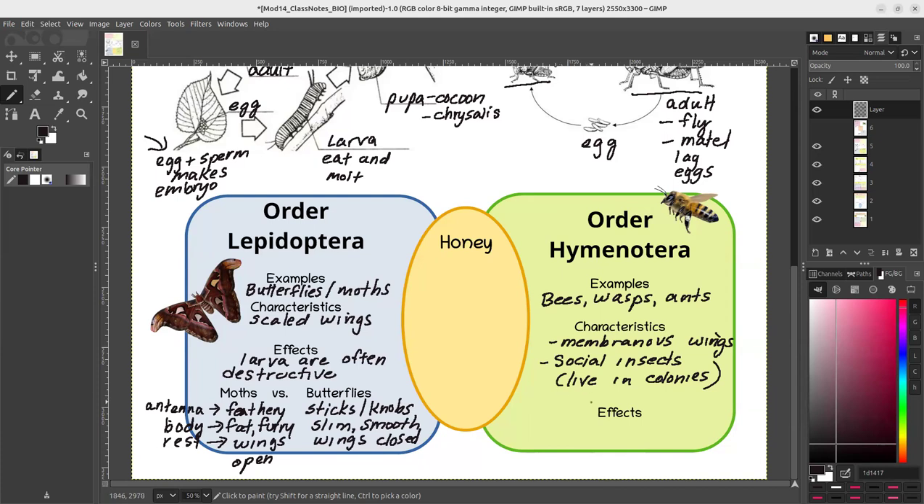Now, these are order Hymenoptera, huge pollinators, which honestly order Lepidoptera is too. But they're huge pollinators. They can cause some destruction, as in carpenter bees and some kinds of wasps, termites, things like that. They do destroy things as well. But on the plus side, they do make things like wax and honey.